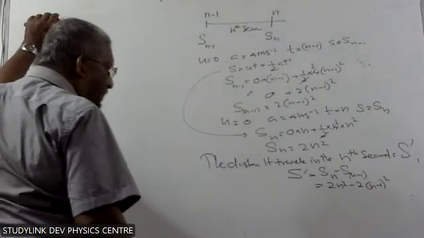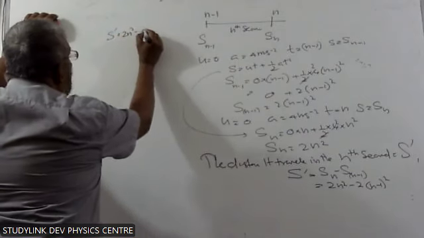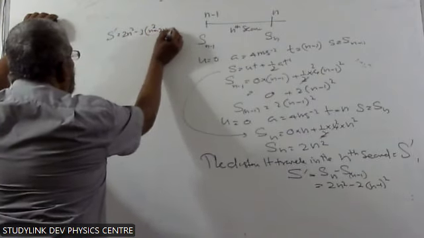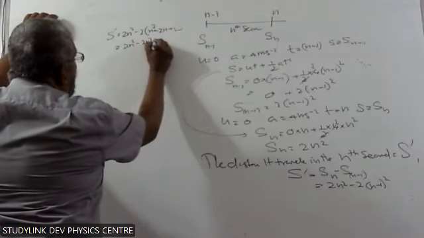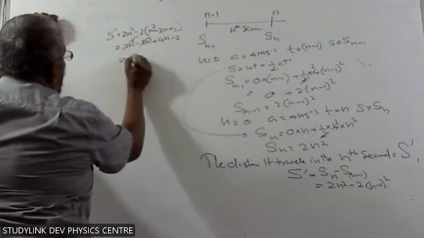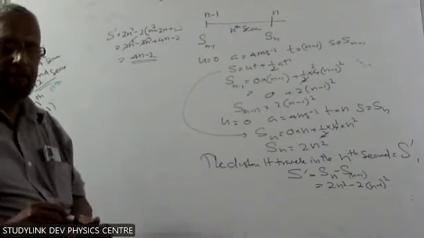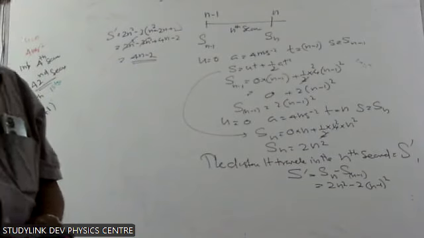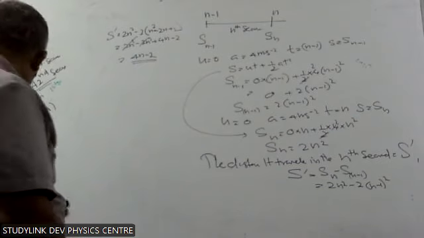So I'll simplify it here. S dash is equal to 2n squared minus 2 times (n minus 1) squared, which means n squared minus 2n plus 1. That means 2n squared minus 2n squared plus 4n minus 2. Then the answer is 4n minus 2. That is 4n minus 2.